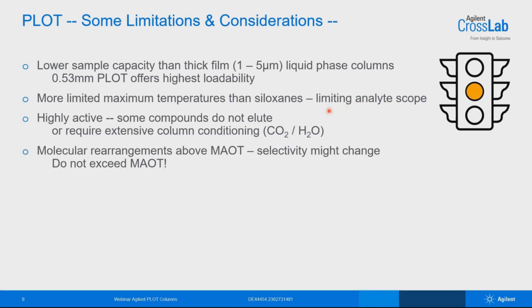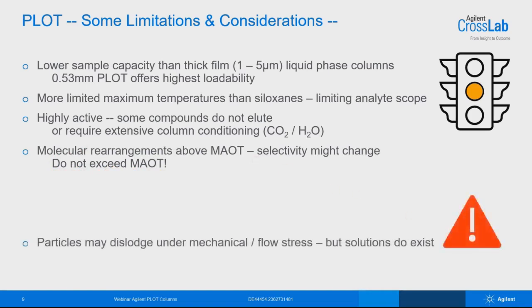Number three, adsorbents can be highly active, so certain components will stick and either not elute at all or take excessive conditioning to do so. You might need to take some mitigating measures to make the PLOT columns run smoothly in those cases, a pre-column setup, for instance. Number four, the upper temperature limits for the columns are there for good reasons. If you exceed them, it's possible to face selectivity changes due to the particles undergoing some molecular rearrangements. Stick to the maximum allowable operating temperature is the message.